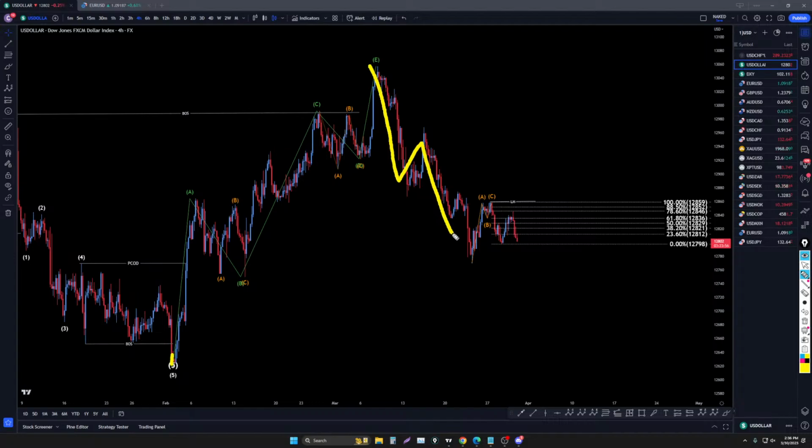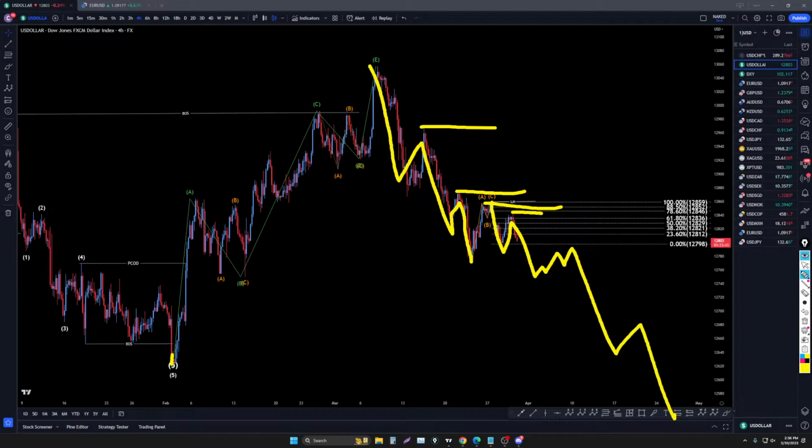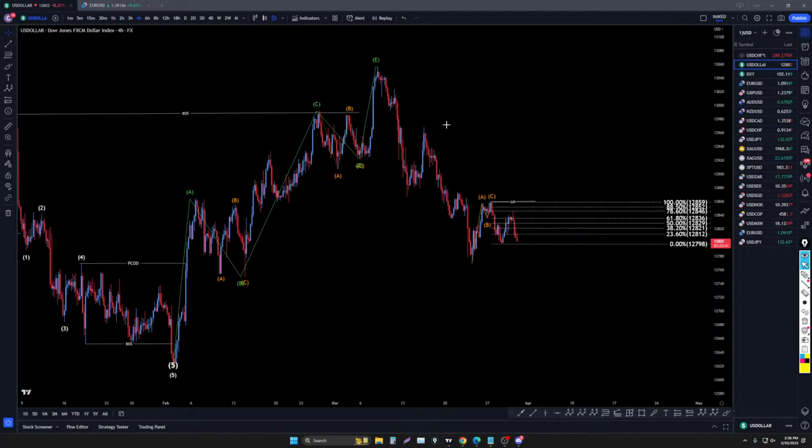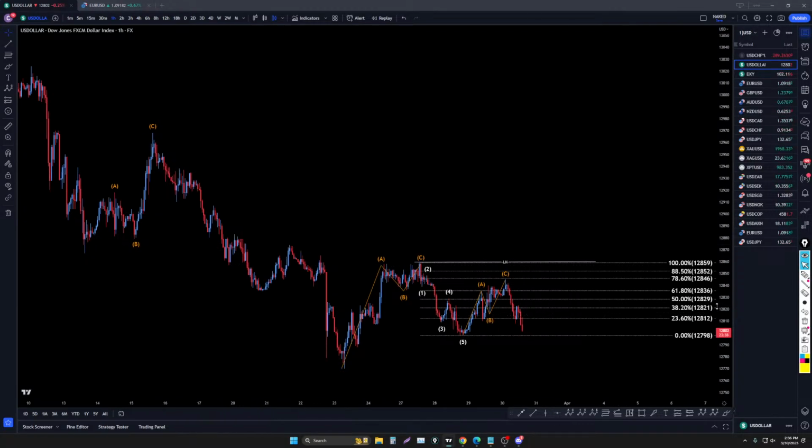This definitely looks to me like a downtrend. We do not have any break of structure to the upside yet. Every one of these highs is a lower high. Even this high right here is definitely a lower high. I think this is going to go down, and I think it's just going to keep on making lower lows and lower highs. So taking it down to the 1-hour time frame.